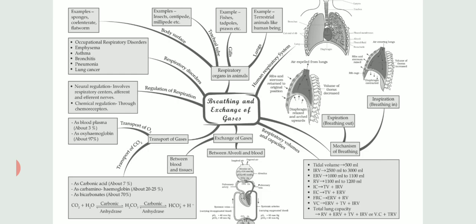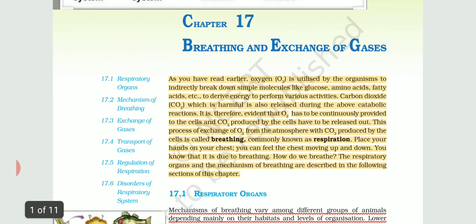So without delay, let's start with our chapter. So, very first thing, oxygen is required by every organism. If we talk about plants also, they need carbon dioxide for the photosynthesis process by which they synthesize the food inside them, right? So that's why we call them autotrophs, but they also need oxygen for respiration.